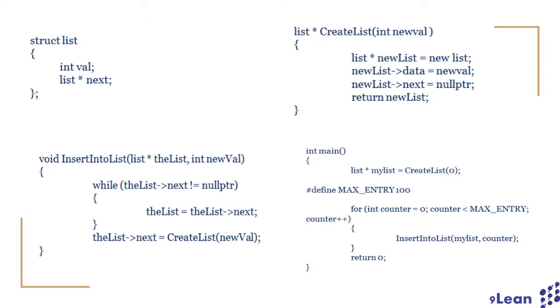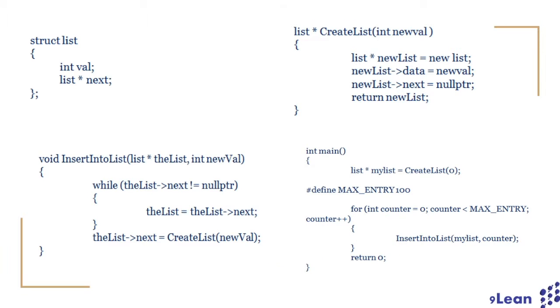And this is the way a simple code is written, where we have a list which has a value, for example, and this is the next pointer. We can have a create list function which creates a new list and returns it. After that, we can have an insert into list function which traverses the list till we reach the next pointer, and then we create a new list. And finally, we have a main program where we just create a list and insert anything into the list.